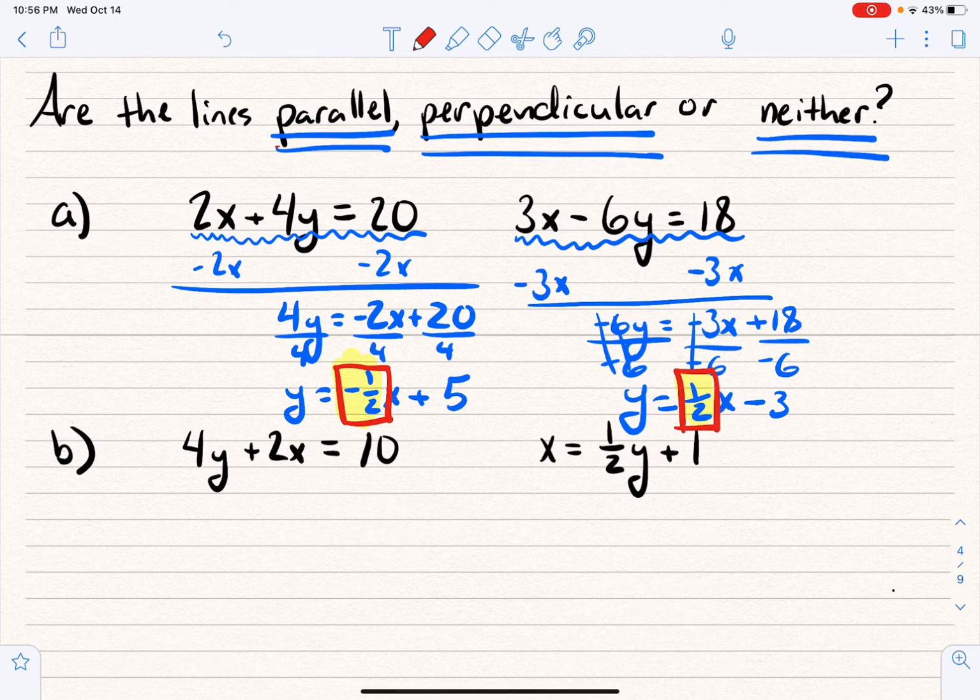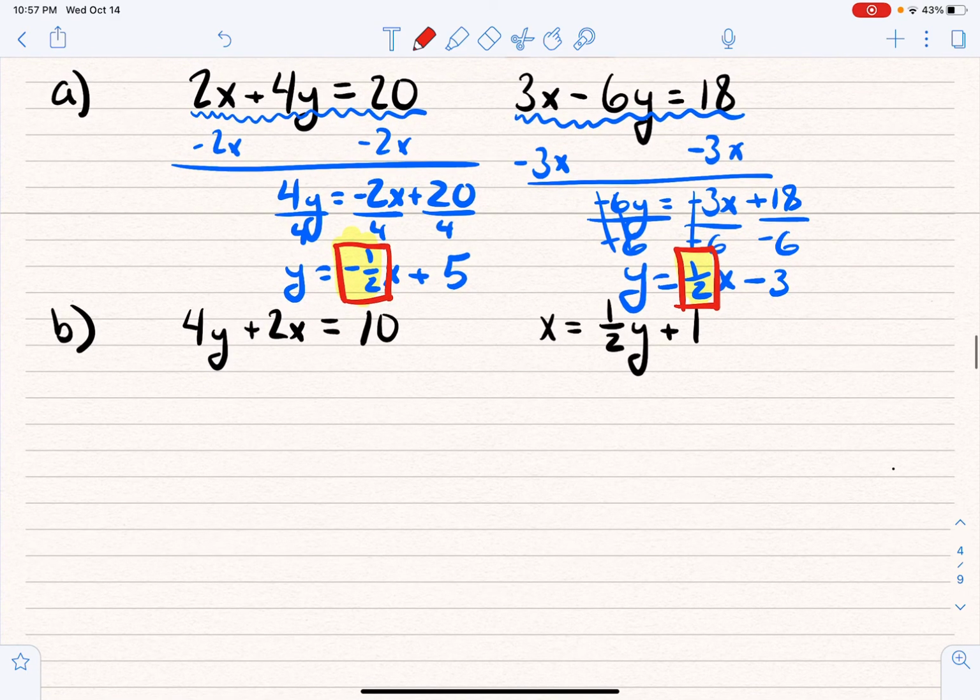So are these parallel, perpendicular, or neither? The answer is they're neither. They're not the same slope, which is what I need for parallel, and they're not opposite reciprocals, which is what I need for perpendicular. They're opposite, but they're not reciprocals. So these are just plain old lines. They're neither. Okay, let's look at the second set, see if we can figure that out as well.